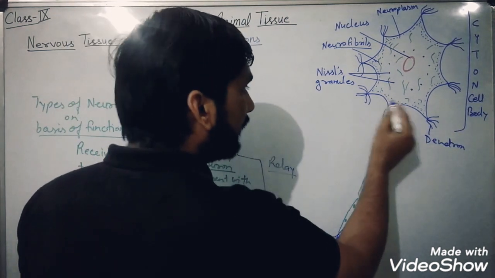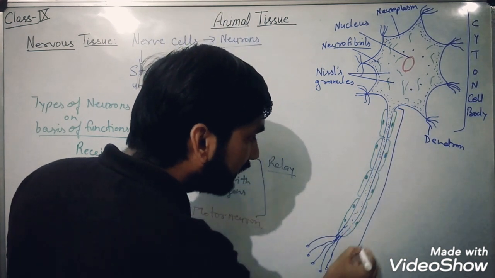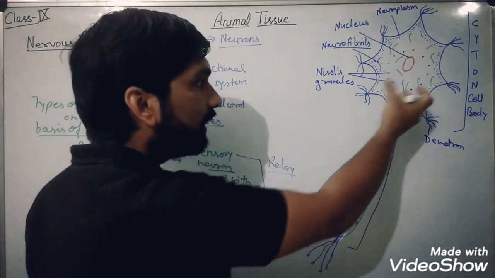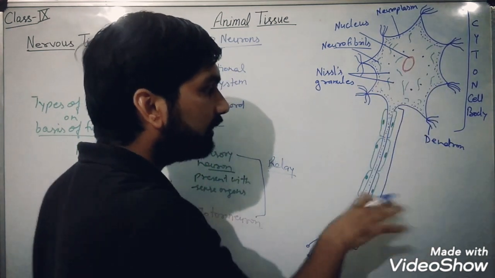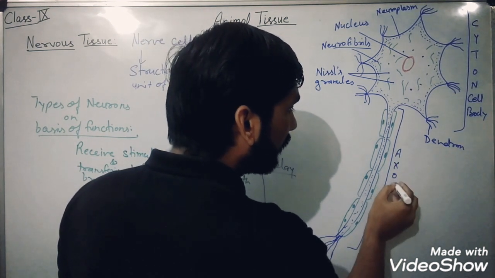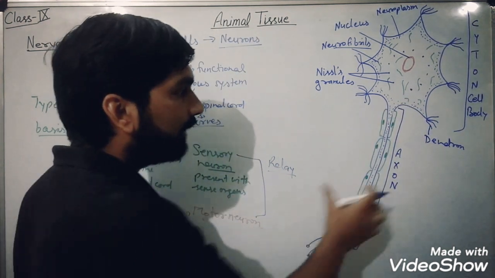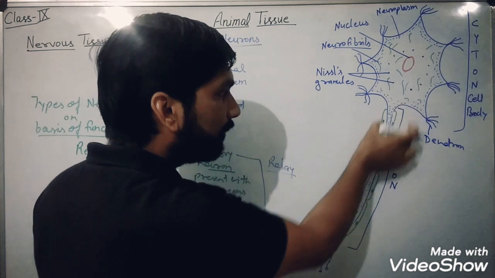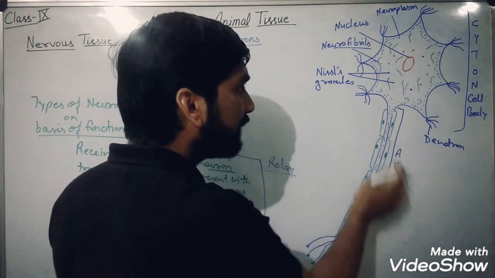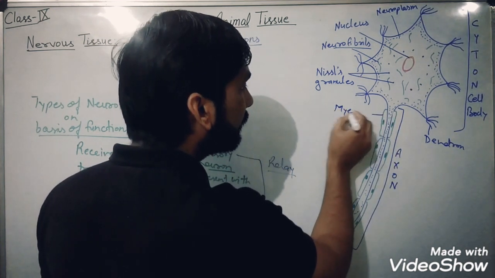Now, this main region where you are observing a thick, large hair-like structure or cytoplasmic extension is known as the axon. This area is known as the axon, and perhaps you are observing that some structures are present which cover this axon. These structures are known as the myelin sheath.